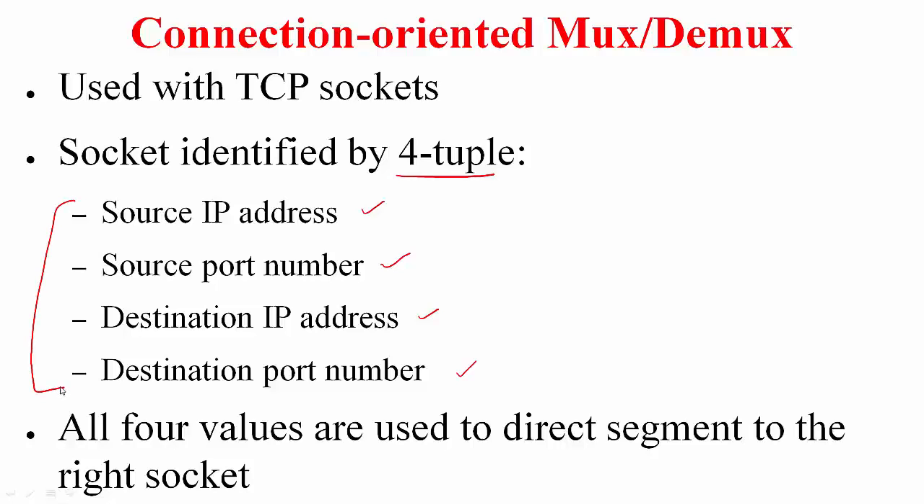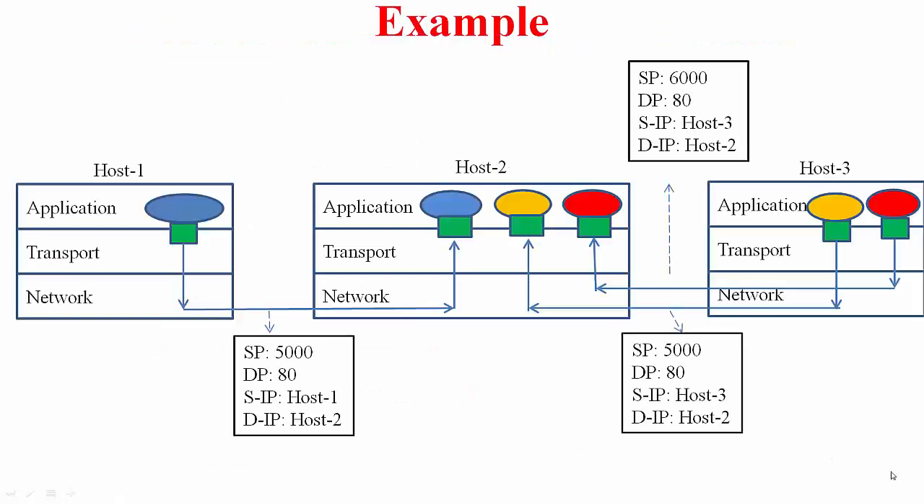So this is captured here. If you look at these two packets, as you can see, the source ports are the same, the destination ports are the same, the destination IP addresses are the same, but the source IP addresses are different, thereby they are being delivered to two separate processes.